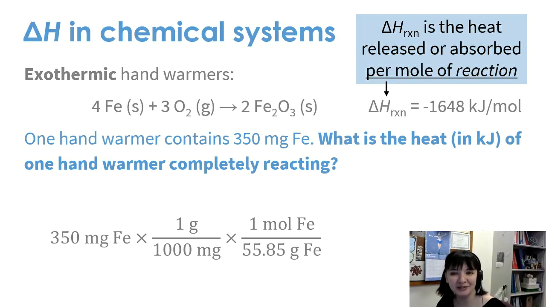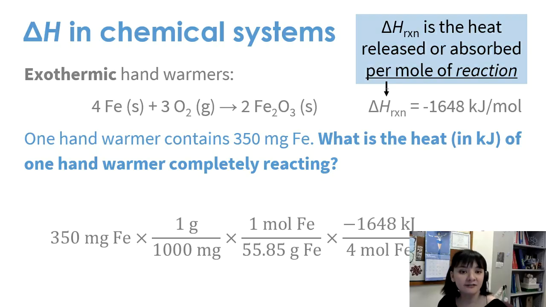Now, because I have moles of iron, I'm going to use that conversion factor of delta H over 4 moles of Fe, so negative 1,648 kilojoules per 4 moles of iron. Solving for that, I get negative 2.6 kilojoules. Again, this should be a negative value because we are losing heat from our hand warmer there.